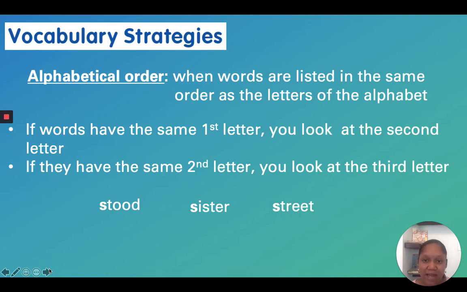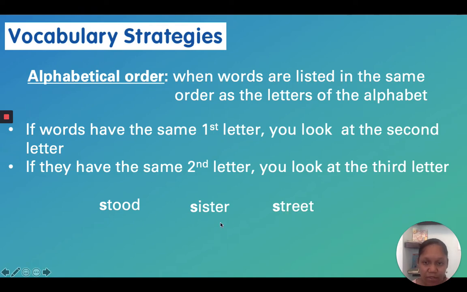If you have words that have the same first letter, then you would look at the neighbor. You would look at the second letter. If the words have the same second letter, then you look at the next neighbor, the third letter, and so on and so forth. So let's look at this list that we have: stood, sister, and street. Now they all start with the same letter, S. So we will go to the second letter. Two of the words start with a T, stood and street, but sister has the second letter, that's I. And if I say A, B, C, D, E, F, G, H, I comes first. So sister would be my first word that I have.